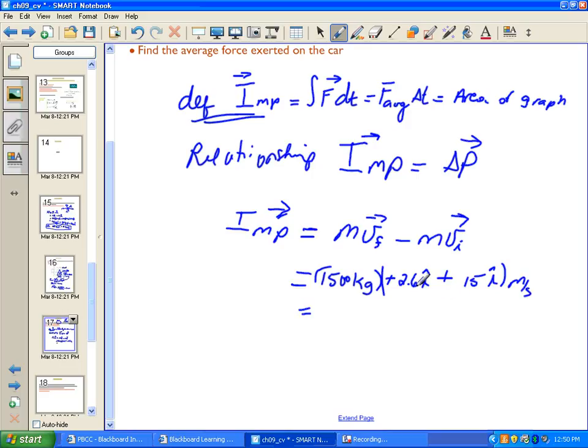Well, let's see. Remember, we can combine i hats with i hats. Here, this yields 17.6 i hat, and when we multiply that by 1,500 kilograms, we get 26,400 kilogram meters per second in the i hat direction. That's the impulse that the wall delivers to the car, and that's quite an impulse.